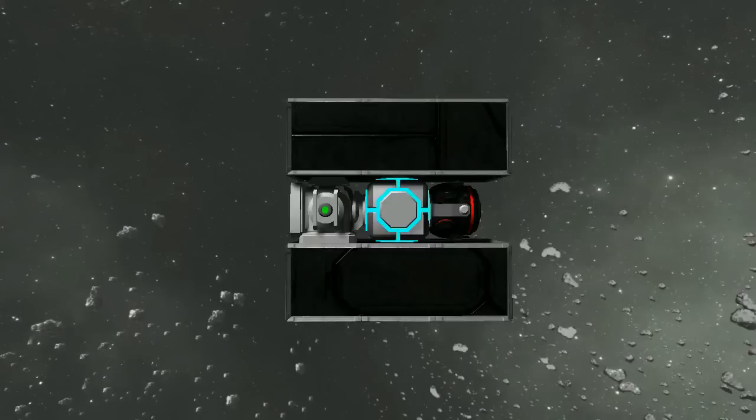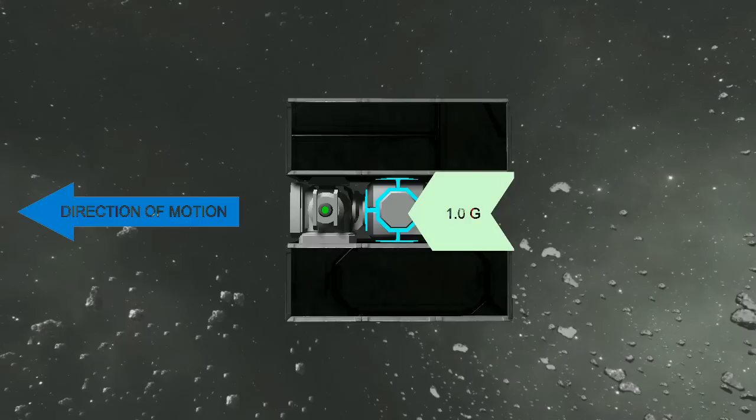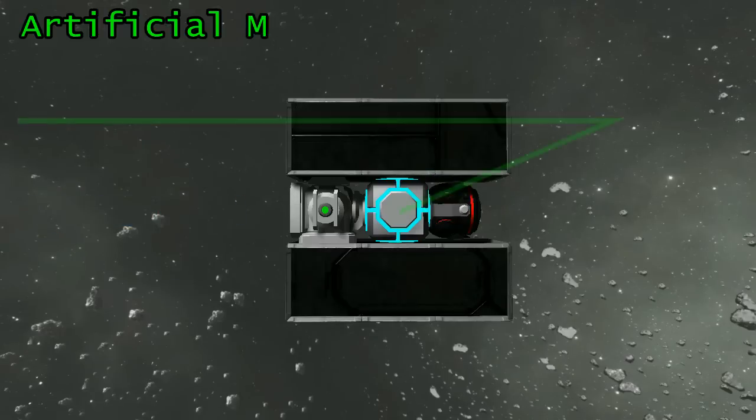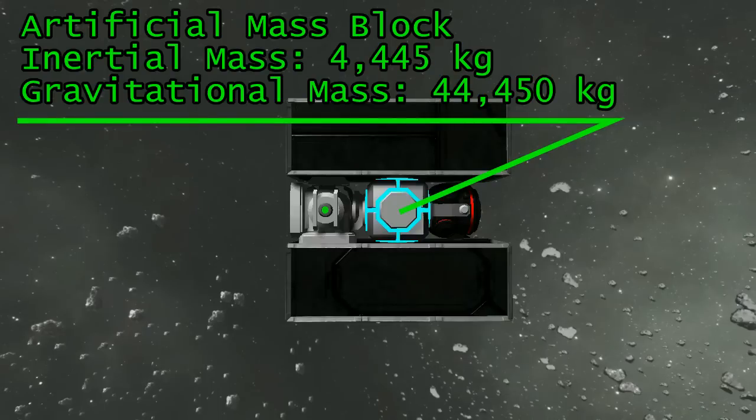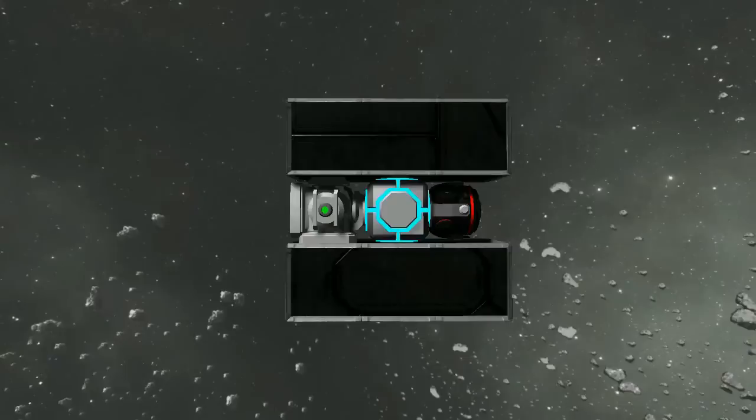Let's talk about gravity engines first. In principle, gravity engines are very simple. The gravity generator accelerates the artificial mass block. The artificial mass block, in turn, imparts this inertia on the ship it is attached to, providing thrust. Somewhat counterintuitively, artificial mass blocks have an inertial mass of 4,445 kilograms, but a gravitational mass of 44,450 kilograms. The practical upshot of all this is that each artificial mass block in a ship provides 435 kilonewtons of thrust per G it is subjected to.